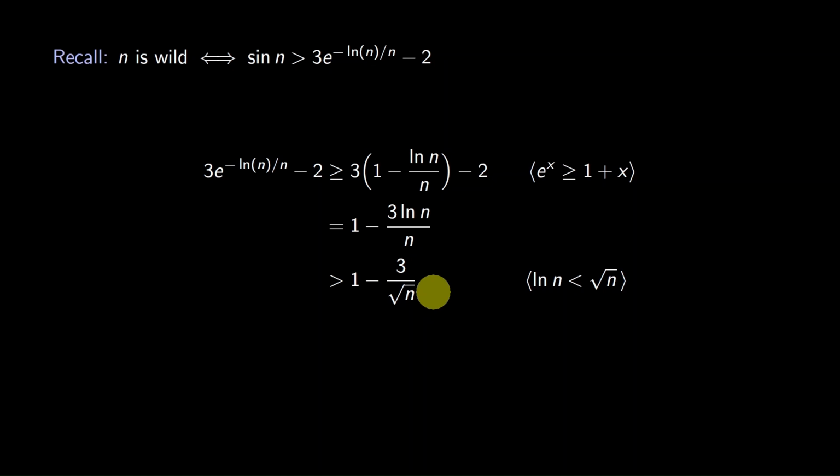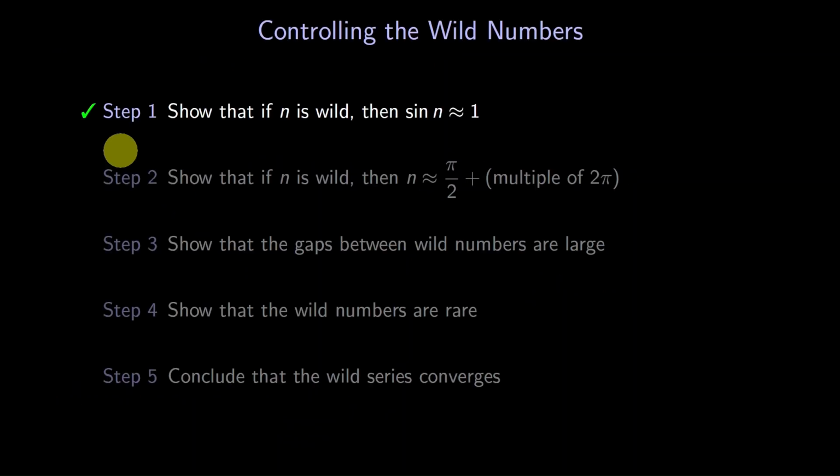Putting it all together, we get, if n is a wild number, then sine n is bigger than 1 minus 3 over the square root of n. In other words, sine n will be near 1. We've completed step 1. We know sine n is near 1. In step 2, we'll identify where the wild numbers are. For that, we'll need to remember how the graph of sine looks.